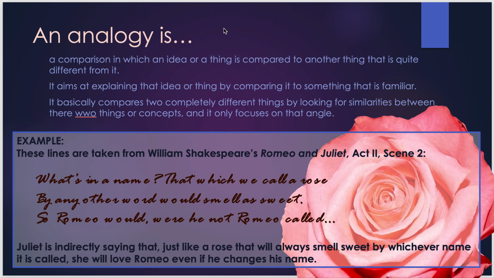And she's saying that because the rose will always smell sweet, no matter what name it is called. You change the name of a rose to Daisy or Petunia, it still smells sweet. It doesn't matter what name it has. So she's saying that she will love Romeo no matter what his name is, because in the story they were feuding clans, so his name was problematic. So she was comparing him to the rose to make an analogy.